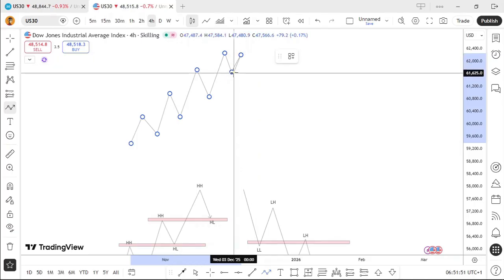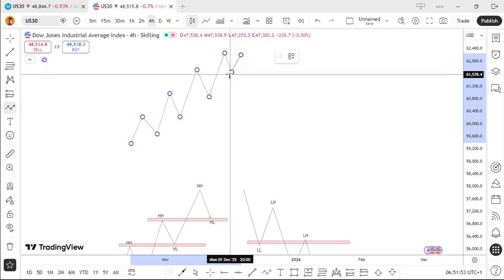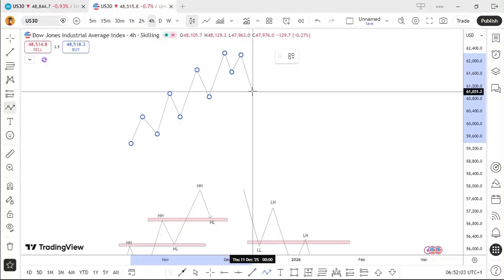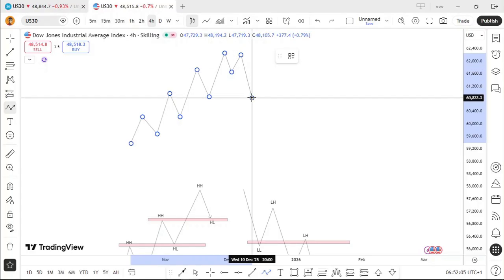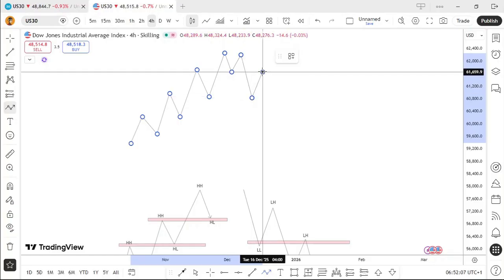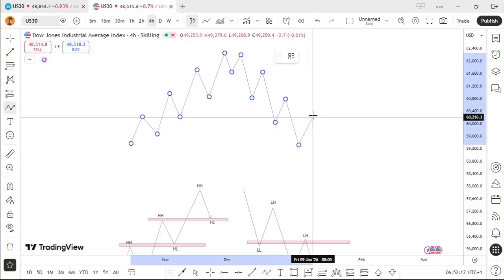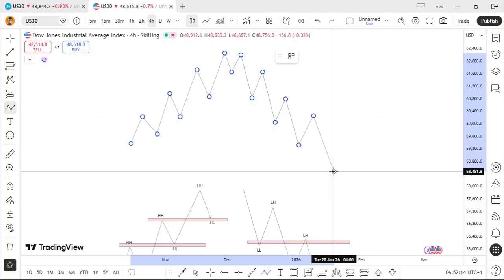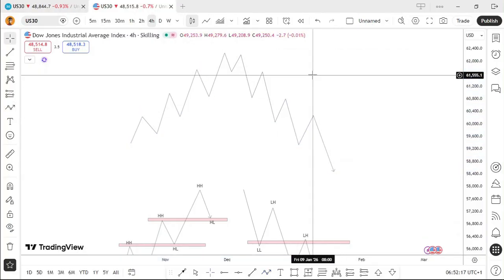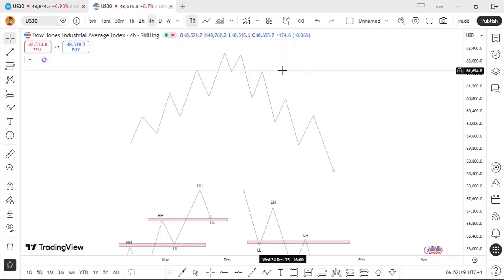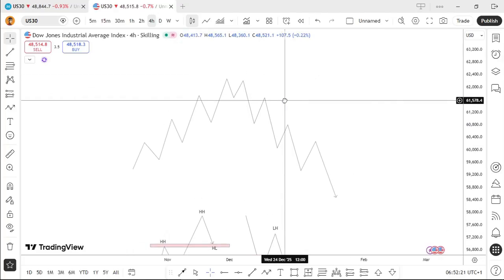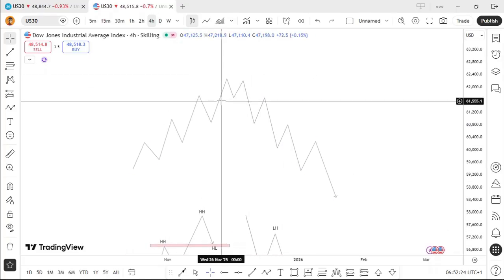So the market will break this last structure, this last higher low that the market created. The market will break the structure and begin to create lower high and lower low, lower high and lower low. That means the market has changed. The character of the market has changed.